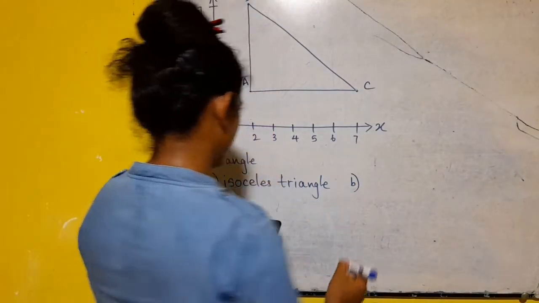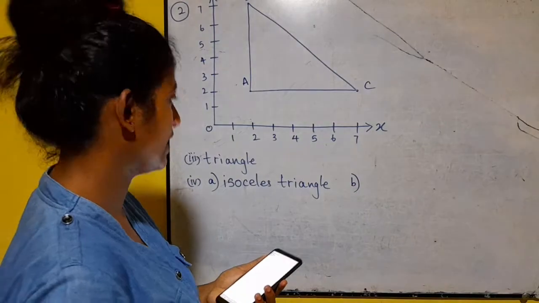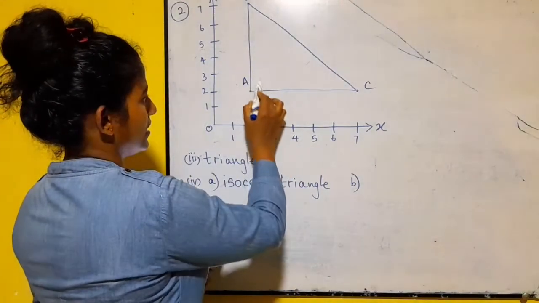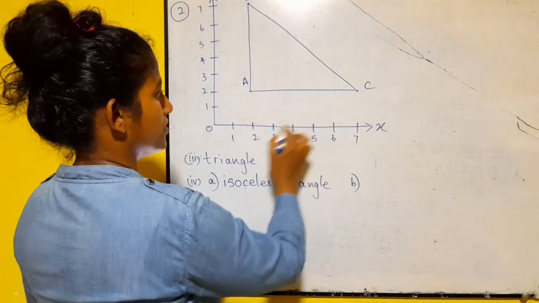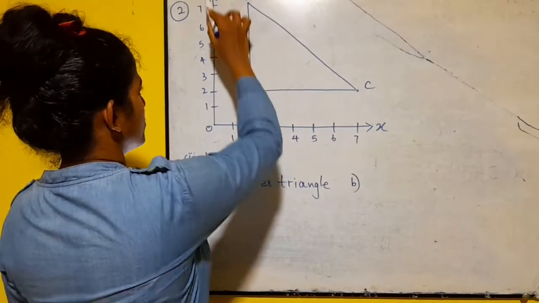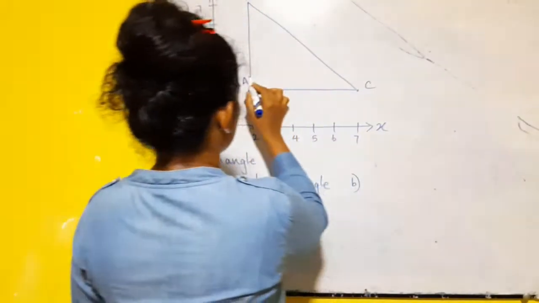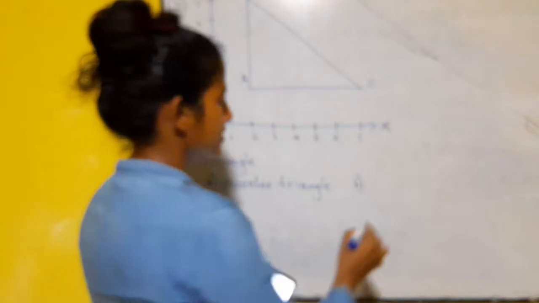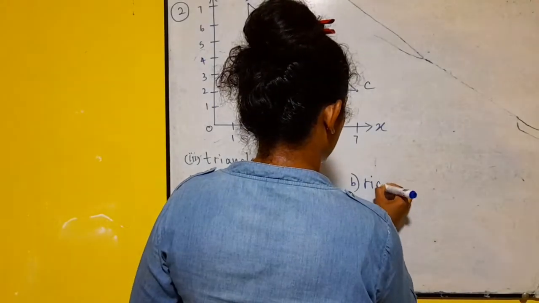Then B, according to the angles. This angle is a right angle. This line is parallel to the x-axis and this line is parallel to the y-axis. Because of that, this is a right angle. So this is a right angle triangle.